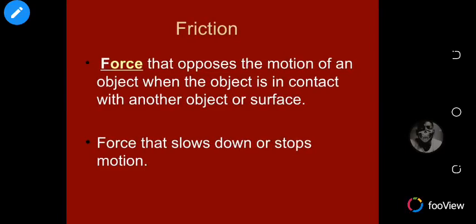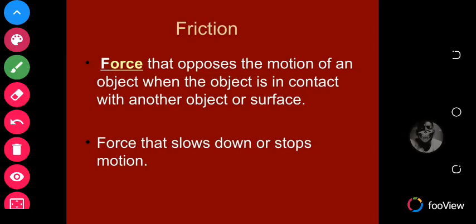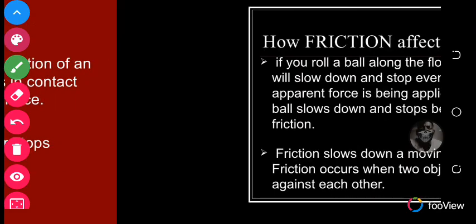So if something was to move in this direction, friction will be moving in this direction to oppose the motion, so that eventually the thing that is moving in this direction will actually slow down or stop. So that is why friction is a force that slows down or stops motion.